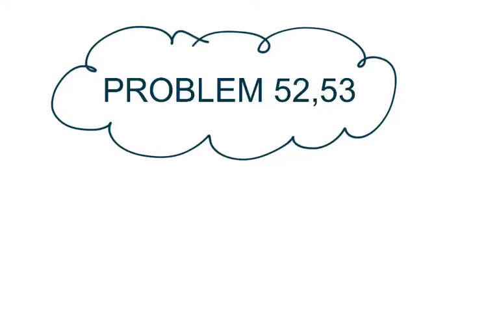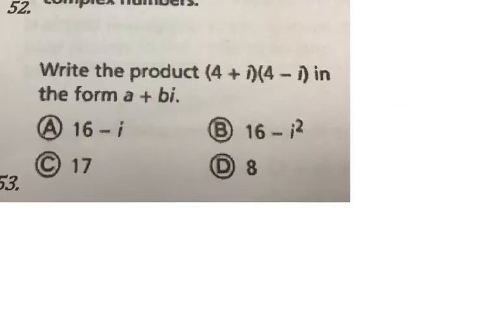Okay guys, this is going to be problem 52 and 53 in this review. Here we go. So one thing you definitely got to make sure you know on the final is how to multiply some complex numbers together as shown. And so we're just going to brute force it here.